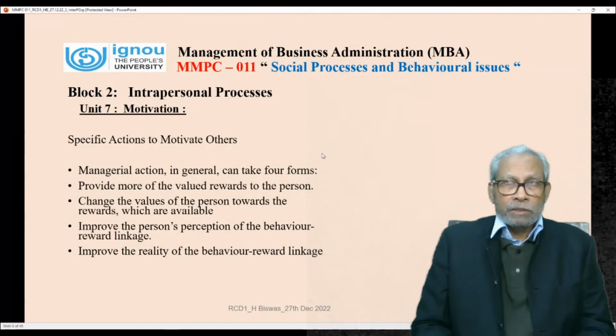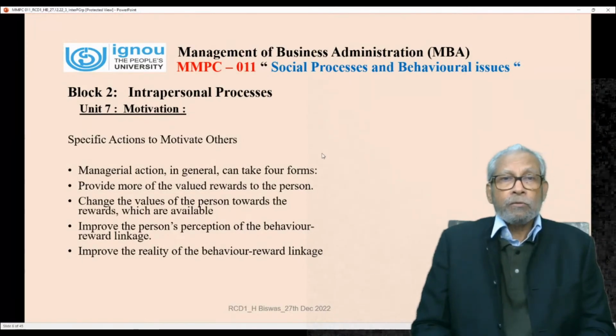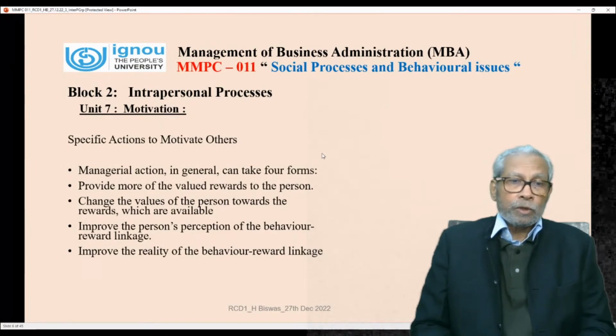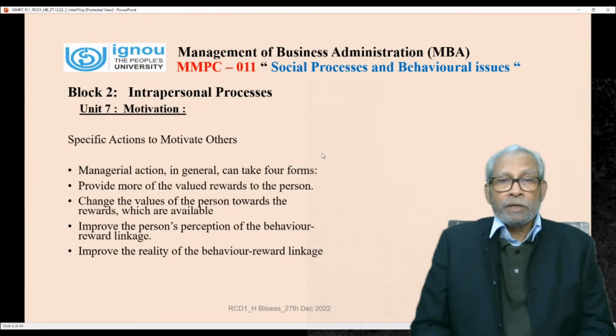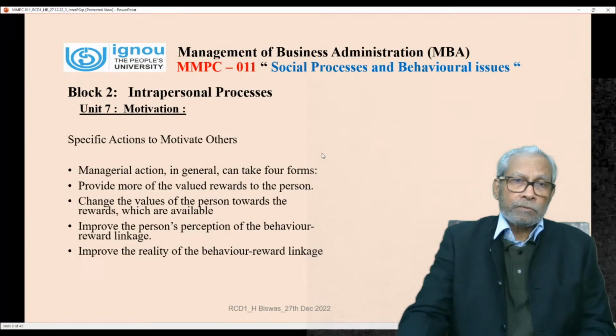Improve the person's perceptions of the behavioral reward linkages. So you have to improve the person's perceptions. Okay, if you work hard or do quality work, then definitely you will get a reward also. So that type of reward system should be there based on the performance. And awareness is also required, so that they can try to improve. So improve the reality of the behavioral reward linkages. So this is all the action to be taken to motivate others.